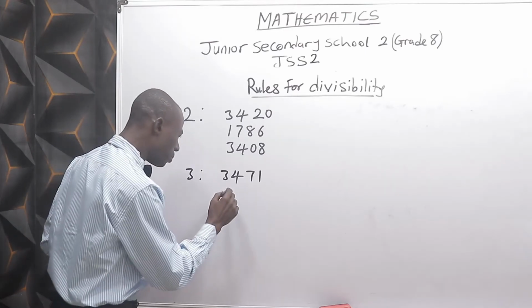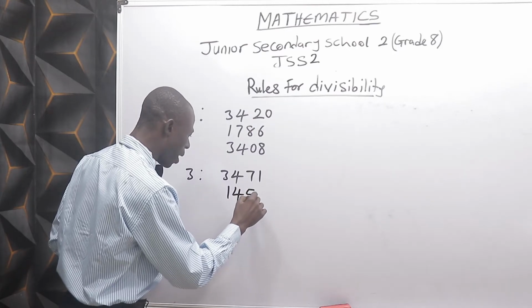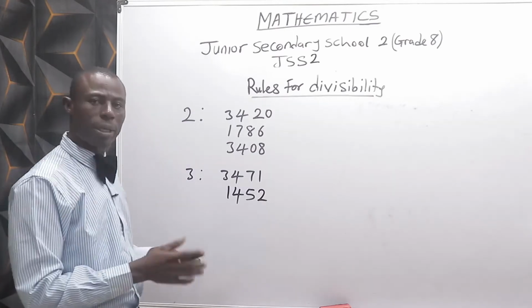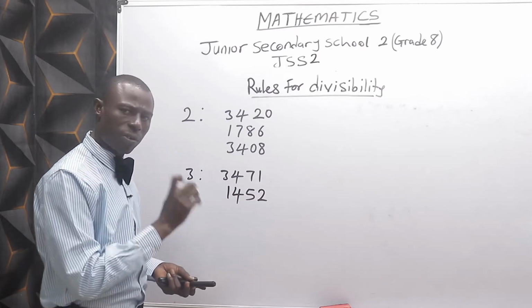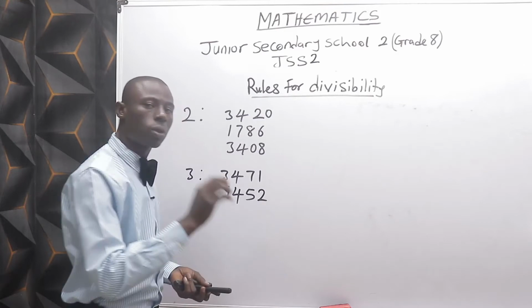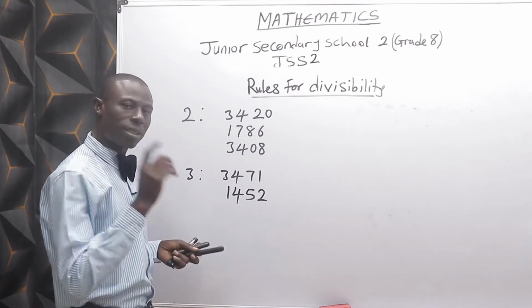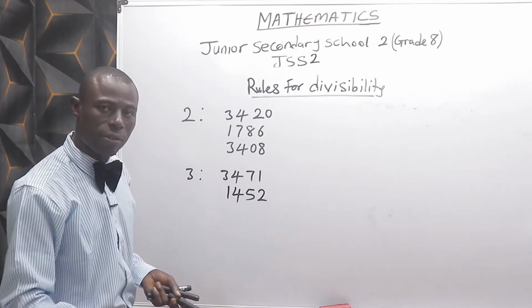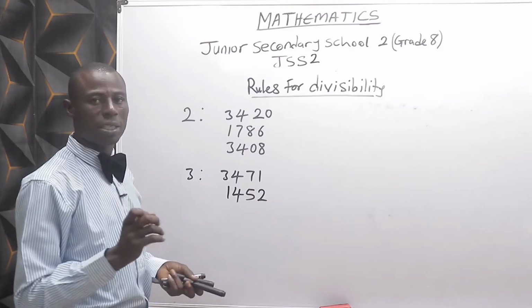Another one, if you have 1452. Look at this number very well. Let's add up the digits. 1 plus 4 is 5. 5 plus 5, 10. 10 plus 2, 12. 12 is exactly divisible by 3. Definitely this number 1452 is exactly divisible by 3. Like that. Let's take some examples.